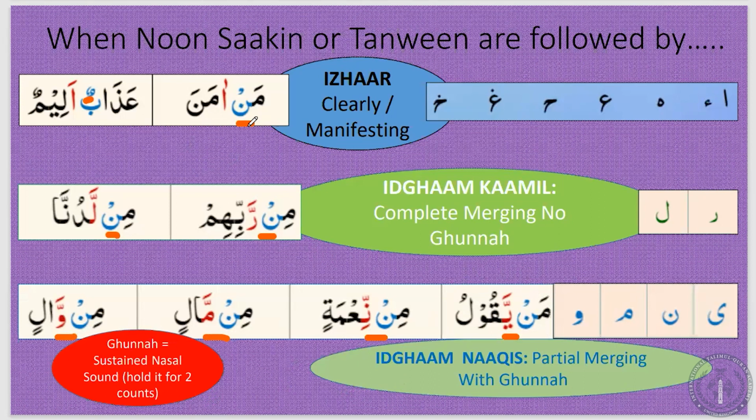So I'm quickly going to tell you izhar. So izhar, nun sakin tanween is followed by one of these 6 letters. You say it first and I'll say it. Man amana. You say it first and I'll say it. Adabun alim. Okay, nice and clear. You heard it now. Now it's going to disappear, that end sound, because it's followed by a ra or a lam. You say it, then I'll say it. Mir rabbihim. Then you say it, then I'll say it.